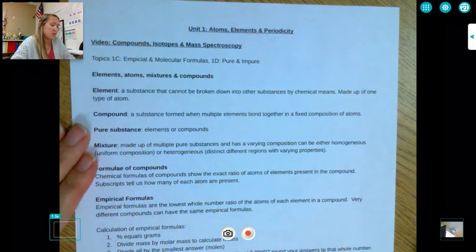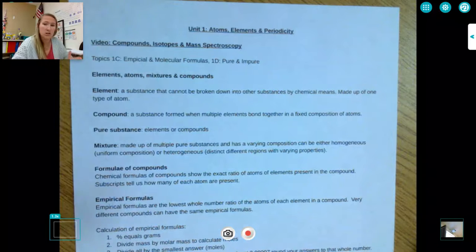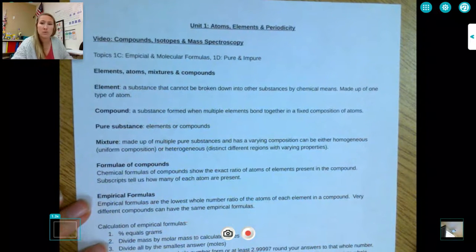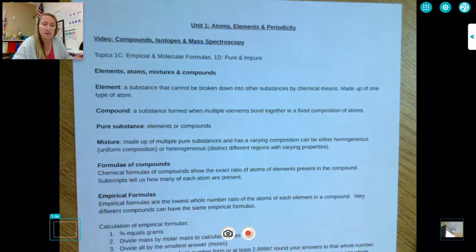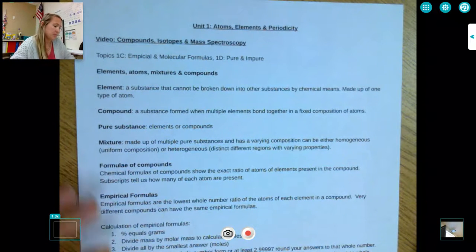So again, these notes follow along with our text that we use. And so you can either use the videos to fill them out, or you can also use the chapter to fill them out. Obviously, I'm going to explain things as we go along.